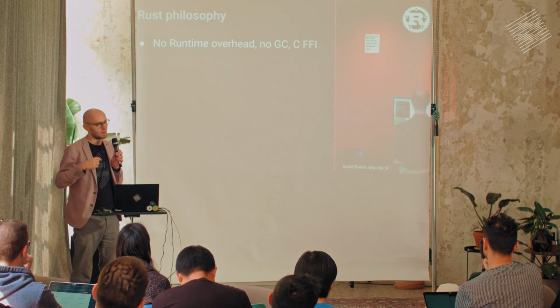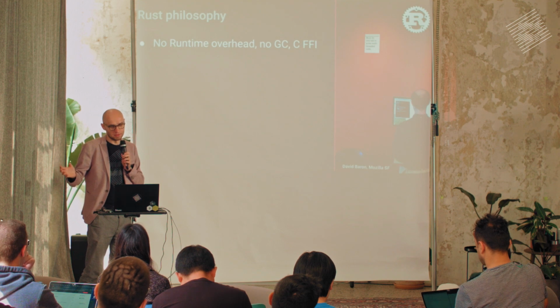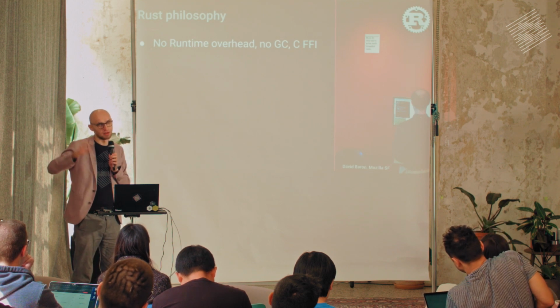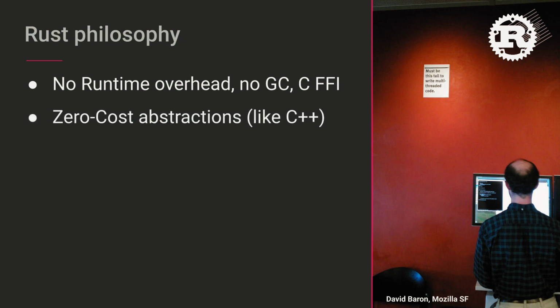It also has a C FFI, a foreign function interface kind of ABI, which means you can make your Rust pretend that it's C and link it to C, and the other way around, you can embed Rust in anything that you can embed C in. So that's kind of cool. It has zero cost abstractions like C++, which I'll demonstrate later.